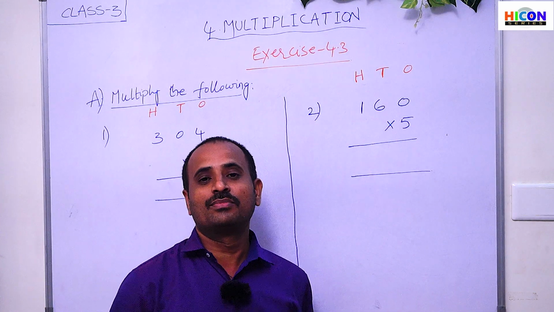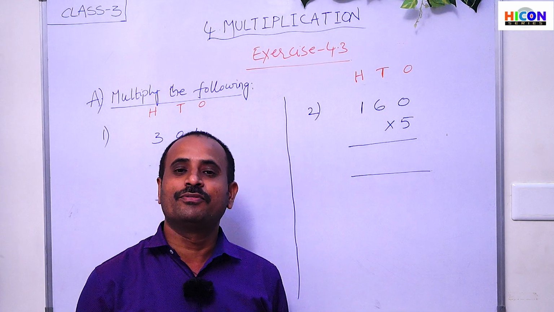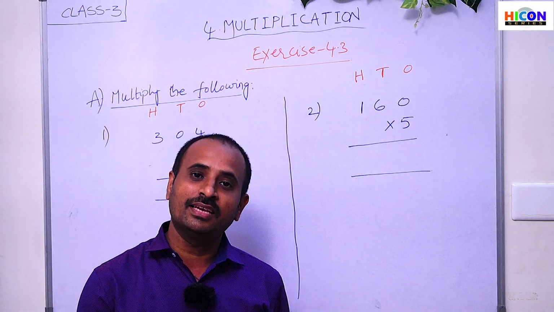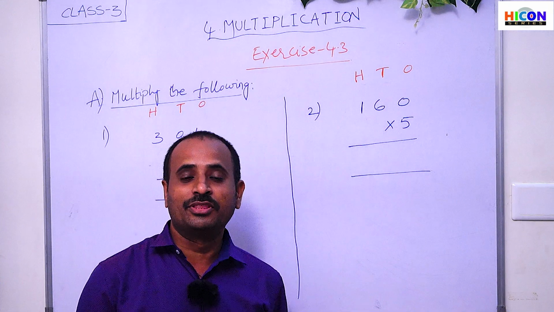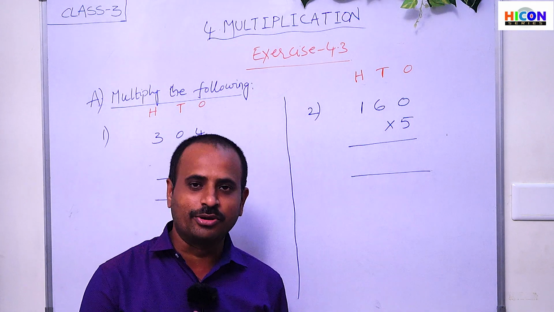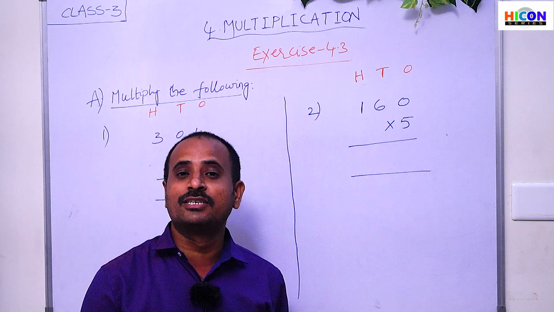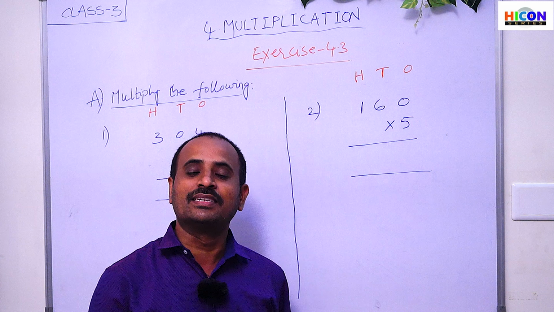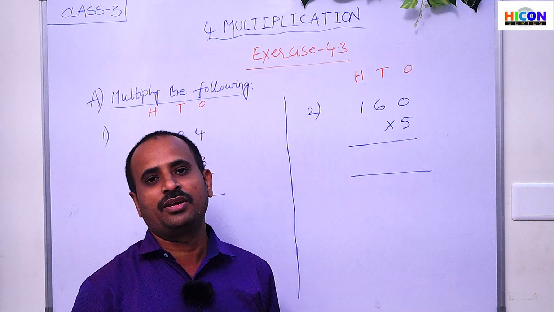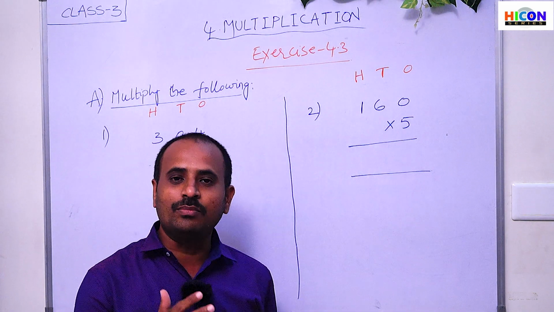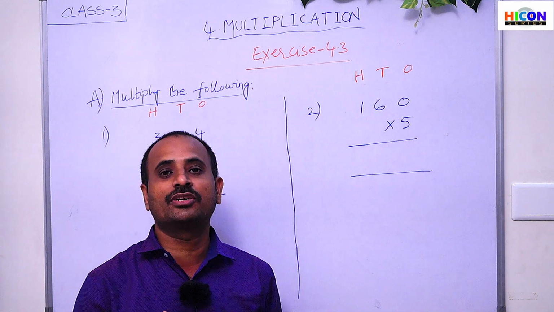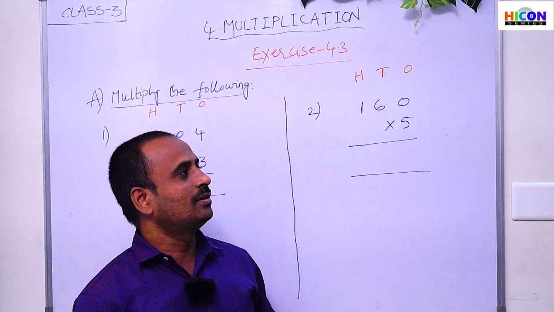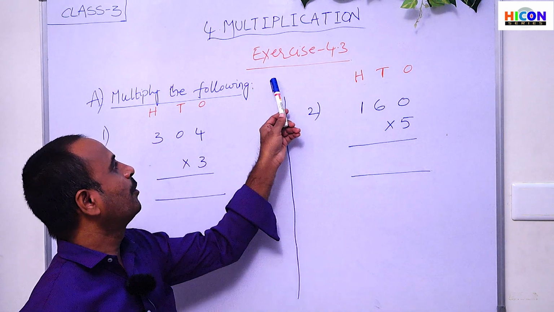Hi children, good morning. In the previous episode, we discussed the multiplication of a 3-digit number with a single digit number with regrouping and without regrouping. And we practiced some example problems on multiplication of a 3-digit number by a single digit number with regrouping. Now, we will practice some more problems on the multiplication of a 3-digit number with regrouping in the exercise. So, let us go to exercise 4.3.